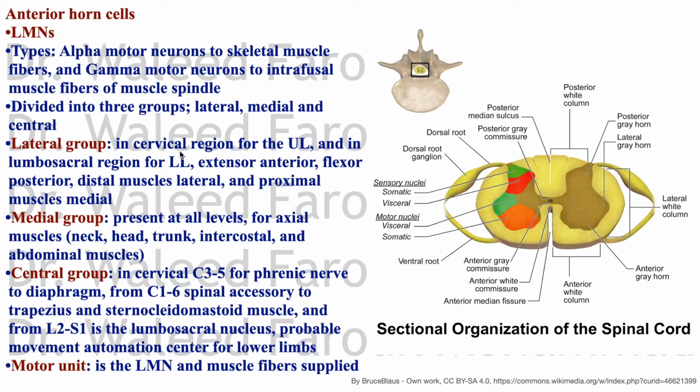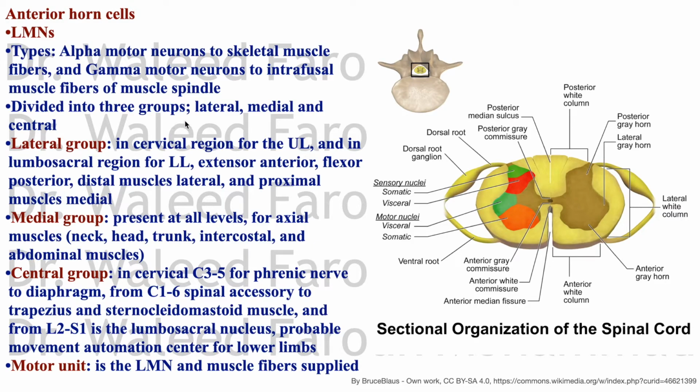Okay, anterior horn cells. We have anterior lower motor neurons. Types of these motor neurons are alpha and gamma motor neurons. The alpha motor neurons send fibers to skeletal muscle fibers. The gamma motor neurons also send fibers to the skeletal muscle, but to the muscle spindle, to the intrafusal muscle fibers of the muscle spindle, to control the muscle tone. So remember, alpha and gamma motor neurons.